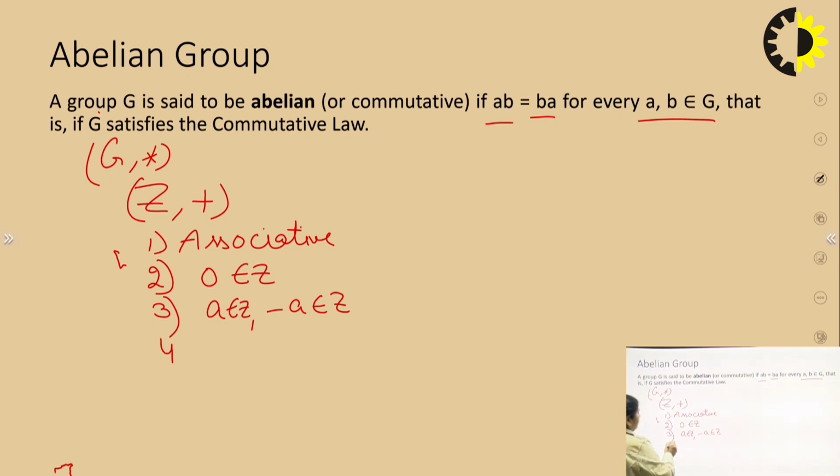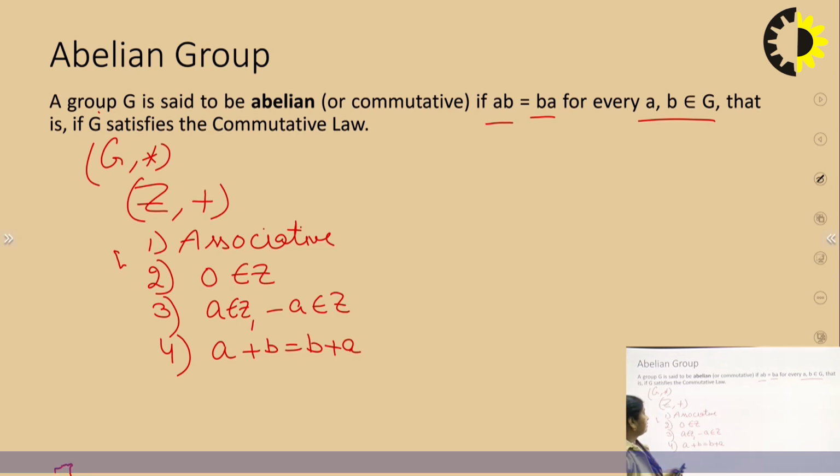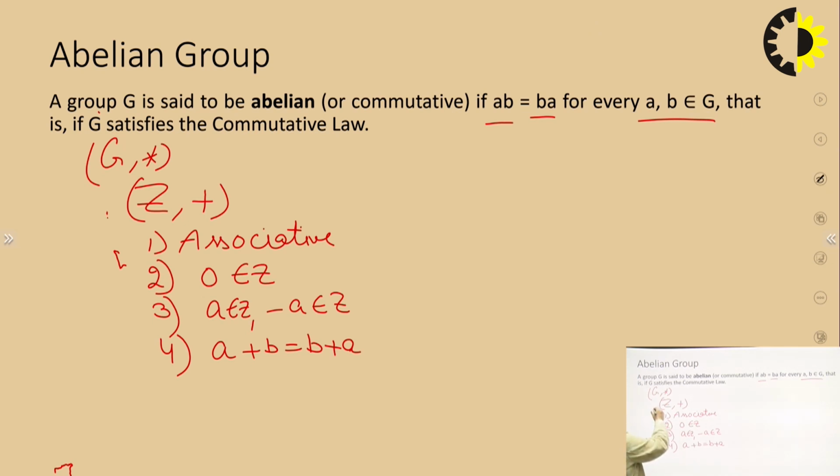And we can see that the plus operation is commutative also. If we add A to B or B to A, when our A and B are integers, then it follows the commutative property. So it is an abelian group. The set of integers with plus operation forms an abelian group.